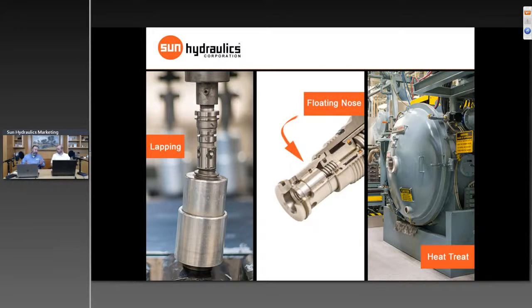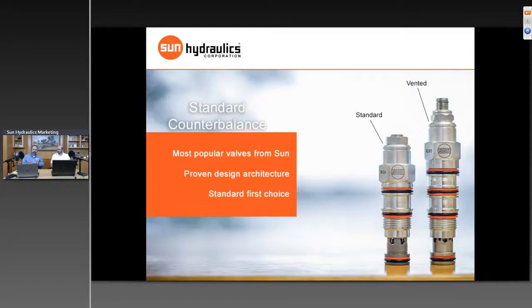Okay. So it sounds like that's actually a great valve. And obviously my mind's going in a couple of different directions when you say that, but I have to ask you, this last slide that we were on, we saw that there was a standard valve and also a vented valve.